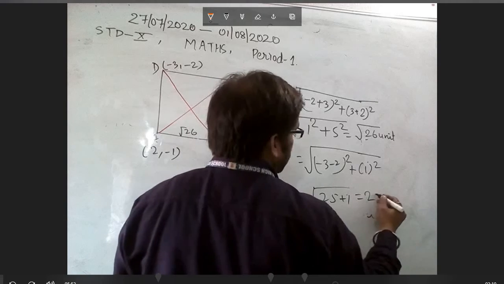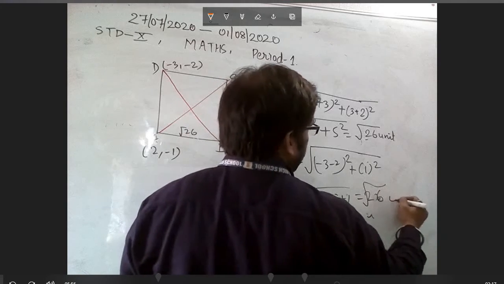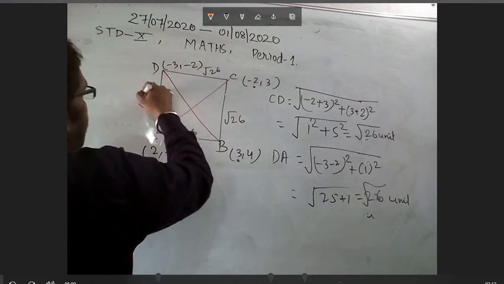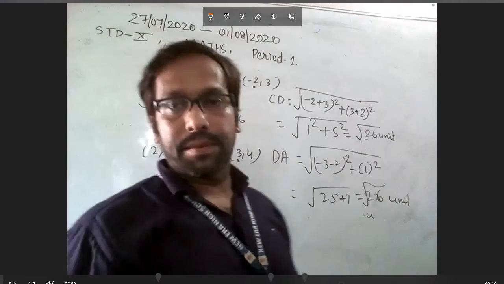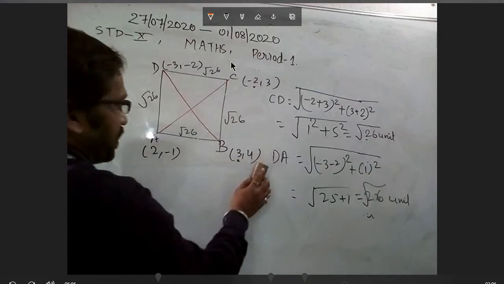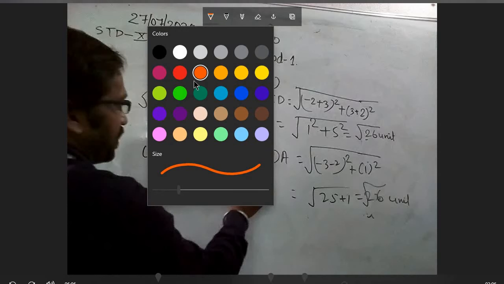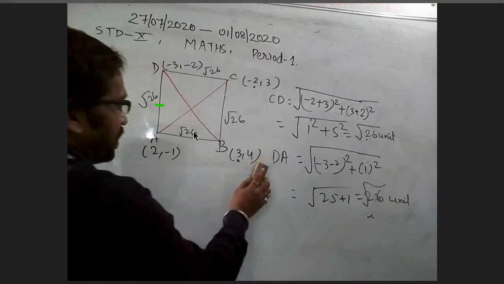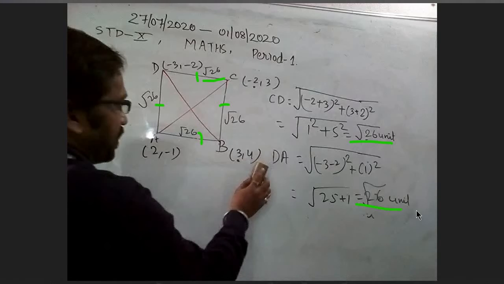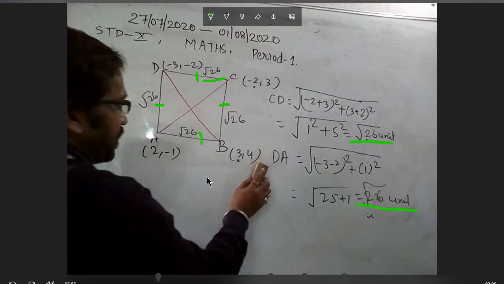See this here. CD has come under root 26 and DA has also come under root 26. So all four sides are equal here. See, in this figure, all the four sides have become equal. This side is equal to this, equal to this, equal to this. And what is the measurement? The measurement is under root 26. See, everywhere we are finding under root 26. So that means this is either a square or a rhombus.